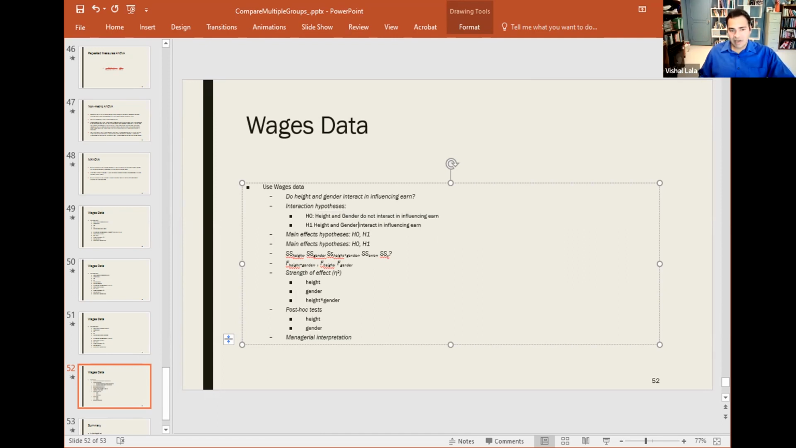It's possible we find out that there's a height premium in terms of salary that applies for one gender, but not for another gender. This would be indicative of an interaction effect. That's what we're looking for.